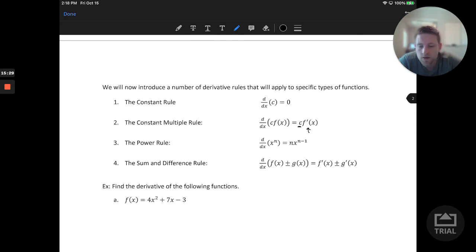And then another rule that we can consider is the sum and difference rule. If we have individual terms that we're taking a derivative of, say an f function and a g function added or subtracted together, we can take their individual derivatives and then add or subtract them together. That would be the sum and difference rule.